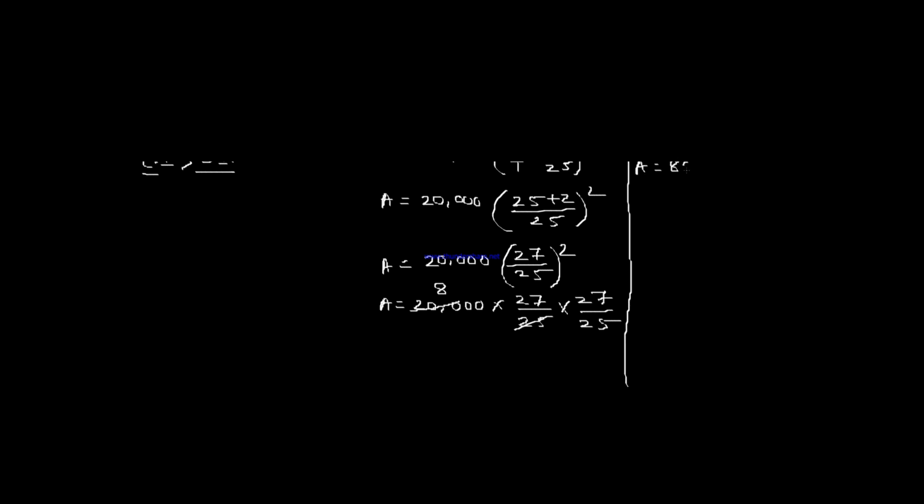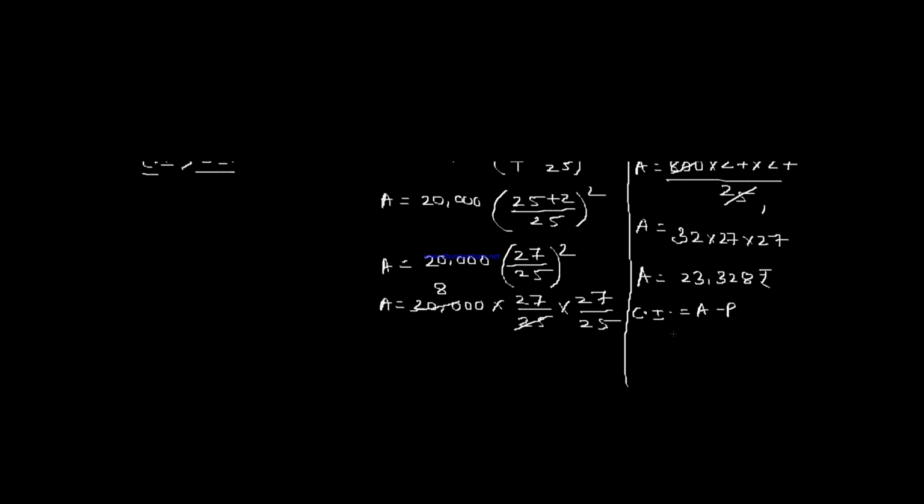So we have A equals 800 into 27, and upon there is a 25. Okay, we can divide this also. 800 divided by 25, the answer will be 32. So we can find this A by doing this final multiplication, that is 32 into 27 into 27. The answer is coming as 23,328. Okay, and we can find the CI by doing simply subtraction A minus P.